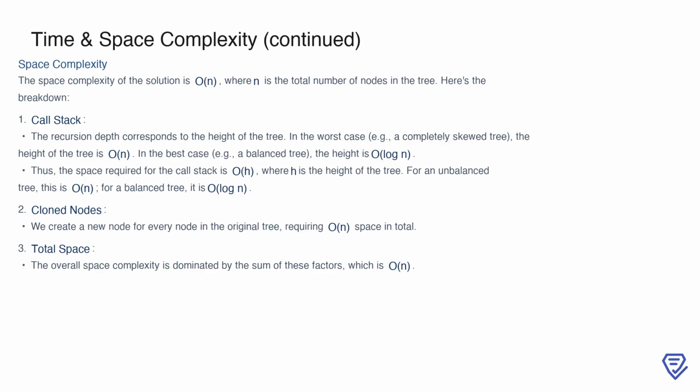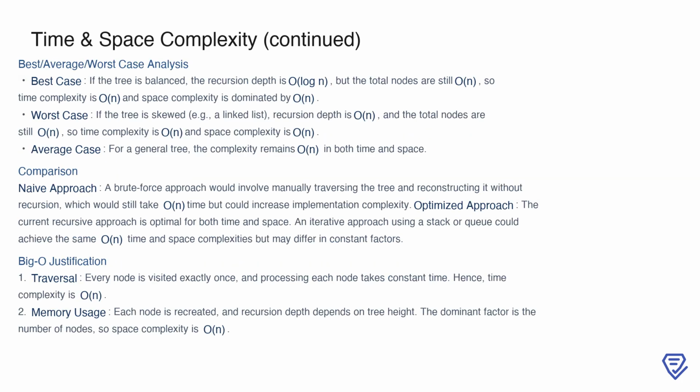Additionally, we allocate memory for the clone nodes themselves. Since each node in the original tree has a corresponding new node, this also requires O(n) space. When we combine these factors, the overall space complexity is dominated by the recreated nodes, leading to a total of O(n). Analyzing the best, average, and worst-case scenarios, we observe consistent O(n) time and space complexities.